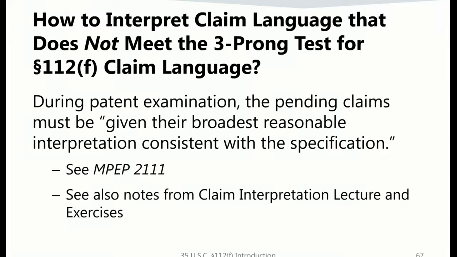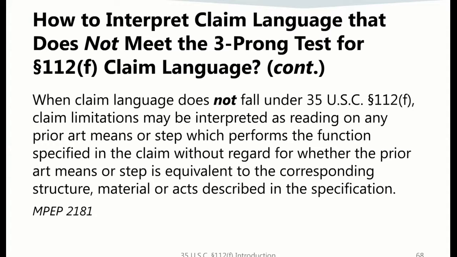During patent examination, if claim language does not meet the three-pronged test for invoking 112(f), then it must be given its broadest reasonable interpretation consistent with the specification. Under principles of compact prosecution, the examiner should make all reasonable rejections in the first office action and anticipate in the search what the applicant has claimed and might reasonably be expected to claim.